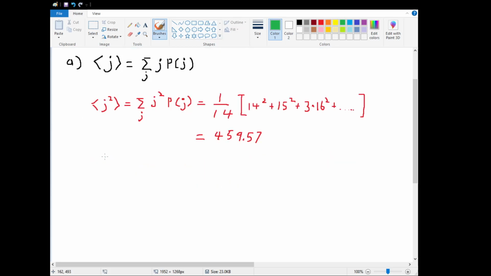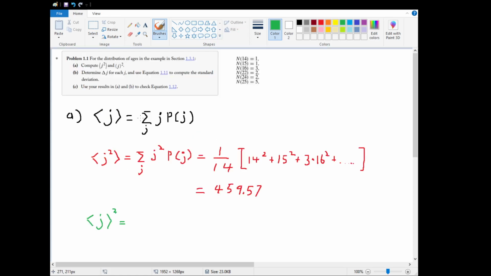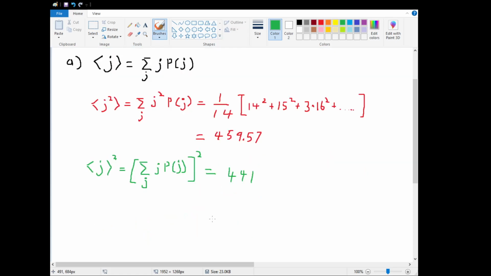Let's go with the second one now, which is the average of j and then that squared. And this, we can simply take our formula from up here and throw a bracket around it. So this equals the summation in j of j times p of j. And then we take this whole thing and square it. And if we plug this into the calculator, we would get 441.